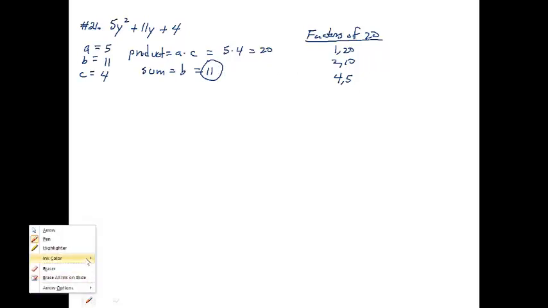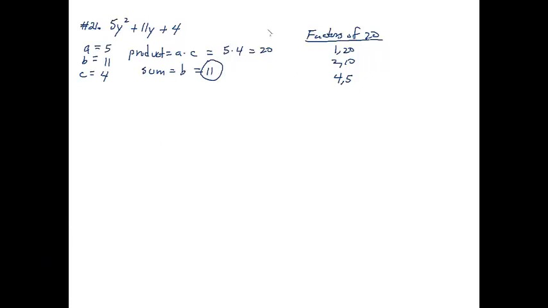Now I want to pick from the factors of 20 that add to 11. Well, this one adds to 21, this one adds to 12, and this one adds to 9. None of these add to 11, so again, this polynomial is prime. It cannot be factored.